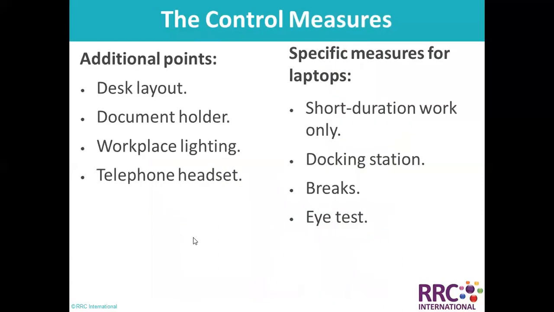Now, some of the additional points: the desk layout, the document holder, some additional things, workplace lighting and telephone headset. So make sure you have some specific measures for laptop, like short duration work on docking station, breaks and eye test. Now, like you mentioned, you have, mashallah, the annual medical screening of all the employees. So I hope this eye test is also included in it.